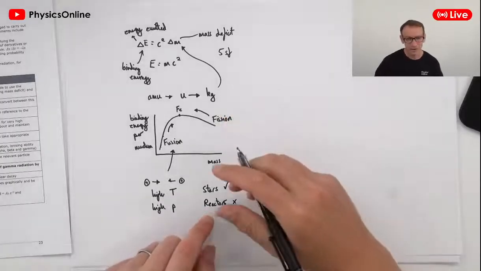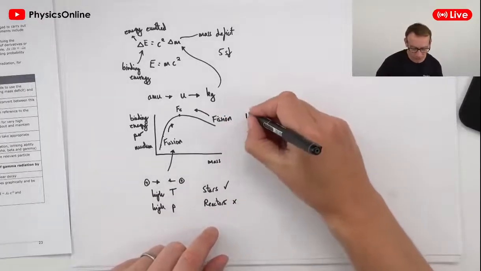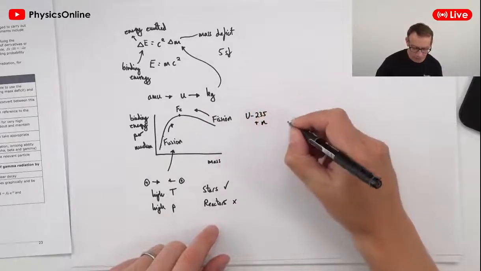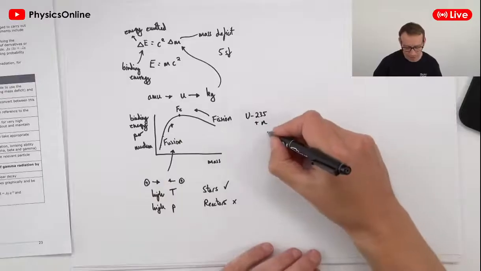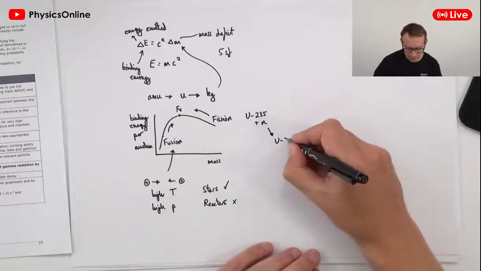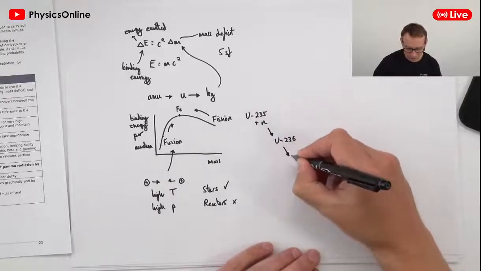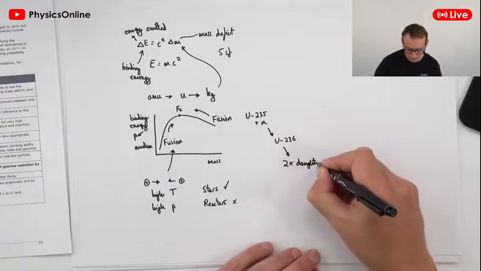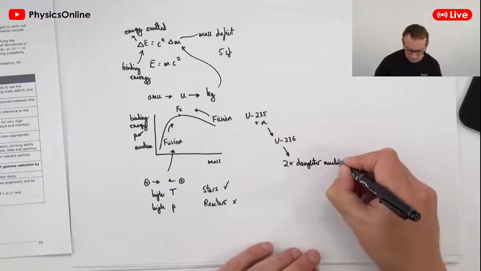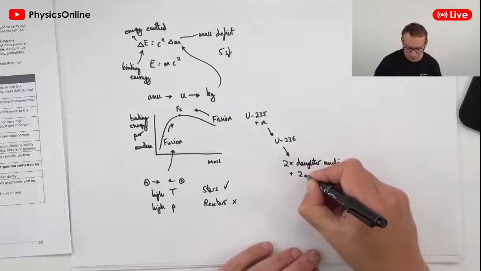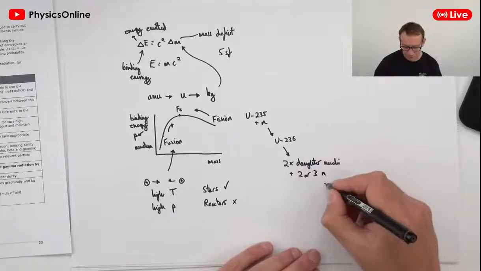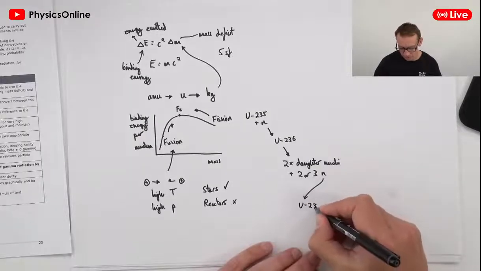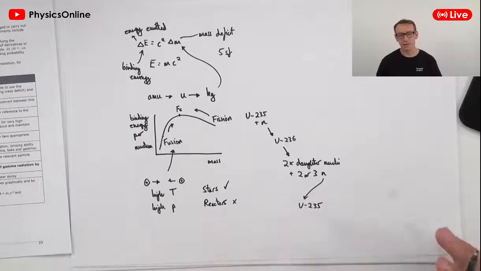However, fission is easier because what you have is something like maybe uranium-235. We add a neutron to that, it then becomes unstable, and then that uranium-236 splits apart and makes two daughter nuclei, and it releases maybe 2 or 3 extra neutrons, which can then go and be absorbed by another uranium-235, and that continues it.